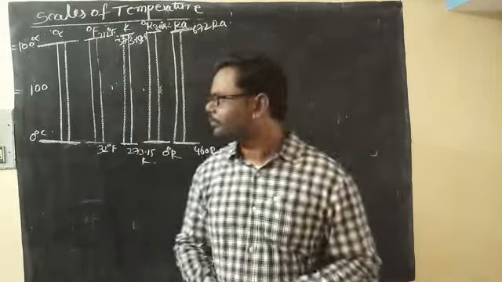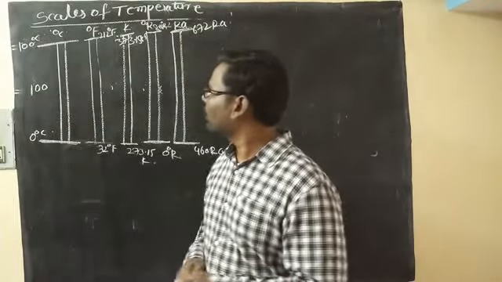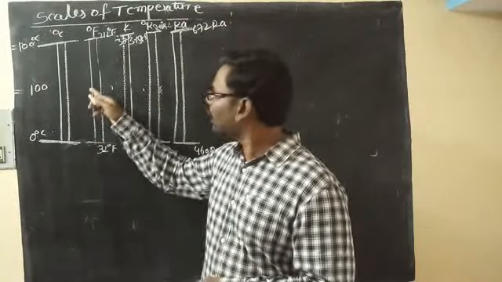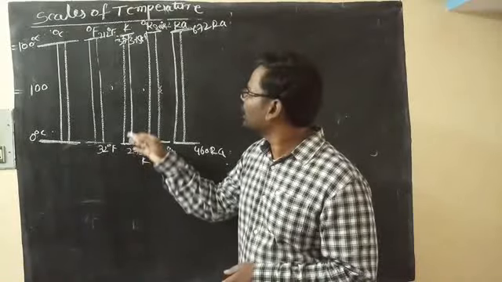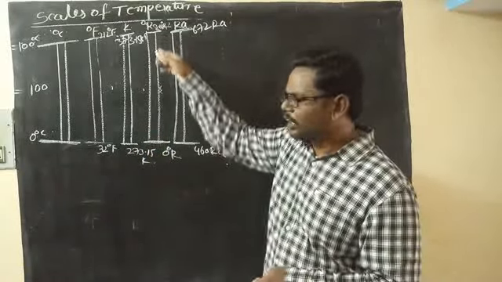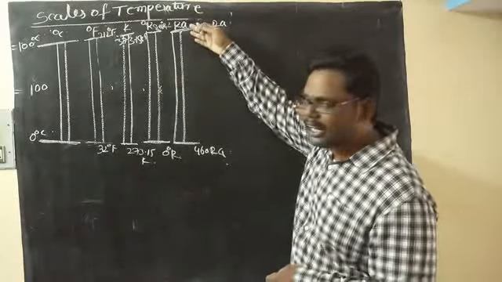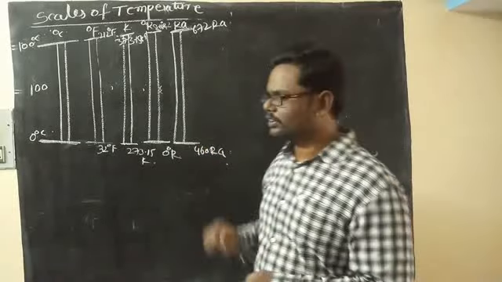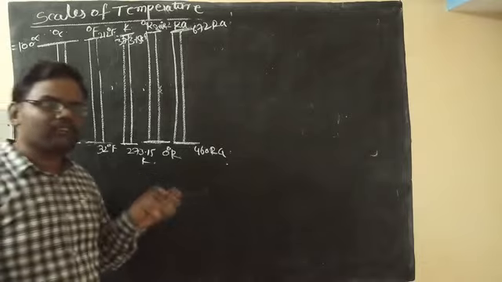And now this Celsius scale has 100 divisions, and Fahrenheit scale has 180 divisions, and this Kelvin scale has 100 divisions, and Reamur scale has 80 divisions, and Rankine scale has 212 divisions. Right. So now I will give you one formula.